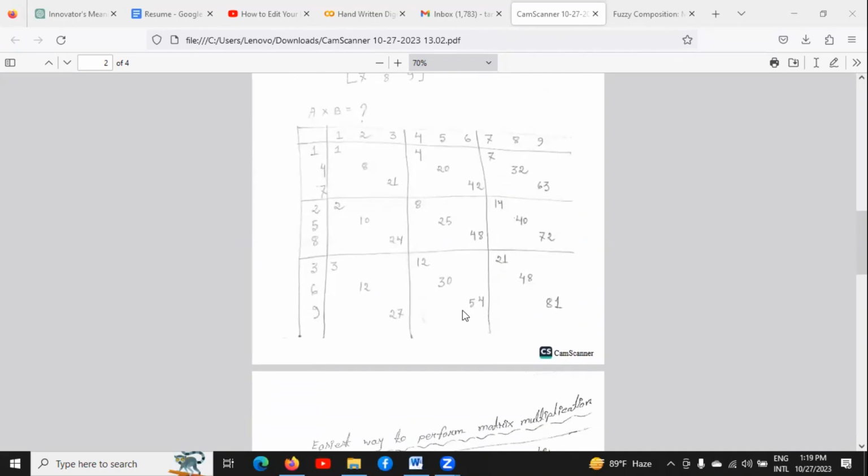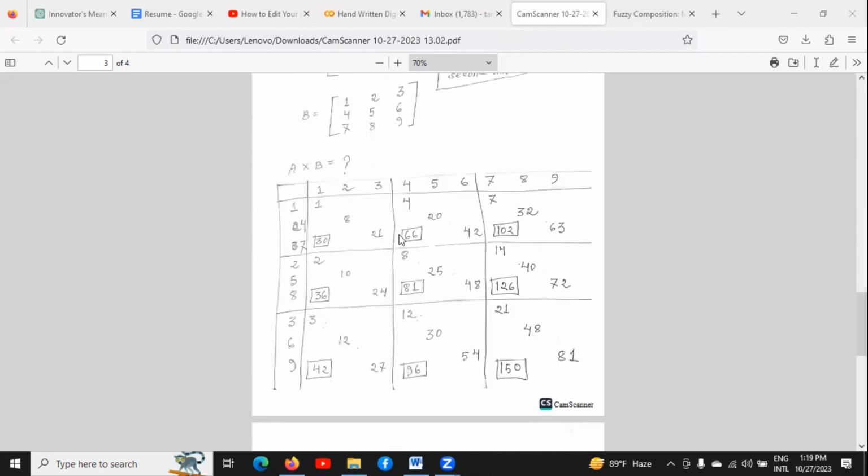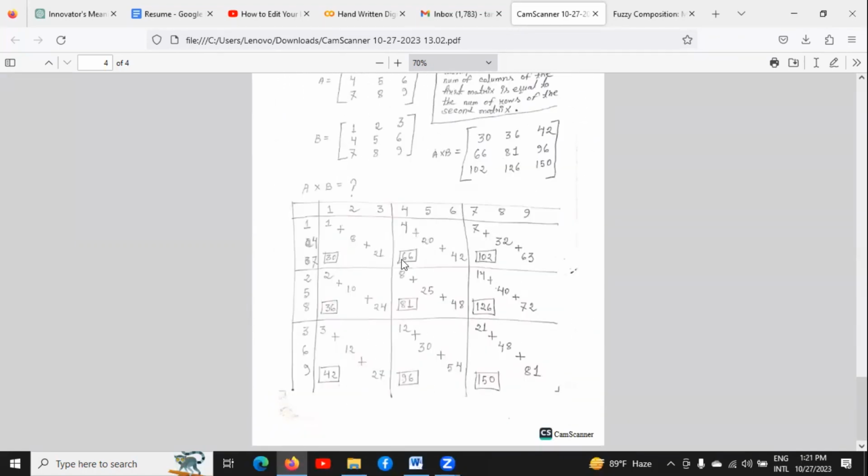After filling up the entire chart, we'll add these 3 numbers and write the sum here. Then we'll add these 3 numbers and write the sum here. Then again, we'll add the 3 numbers and write the sum here. Similarly, we'll do this for all the boxes.